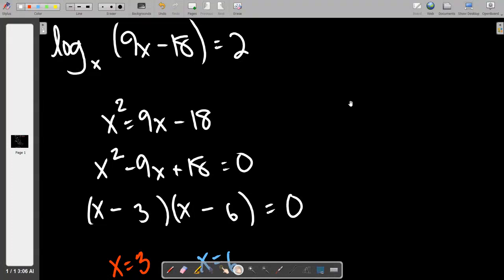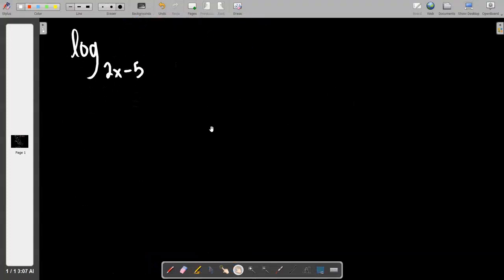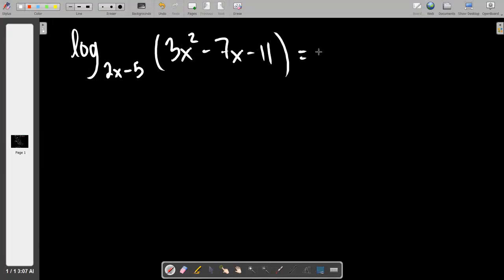All right, good enough? All right. So this example is going to be just a little bit harder, only on the front end though. Once you survive the log step, the quadratic itself is, whatever, it is what it is, we factor. So we have a log with a base of 2x minus 5. And the argument of the log is 3x squared minus 7x minus 11 equals 2.